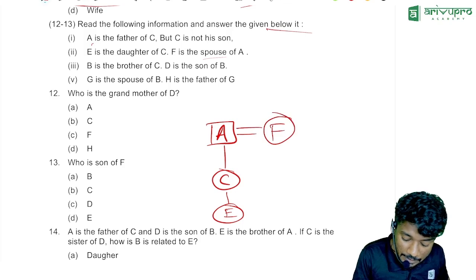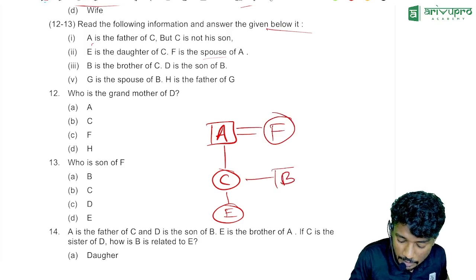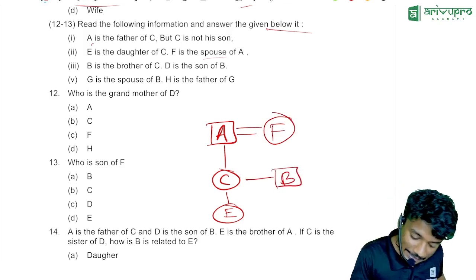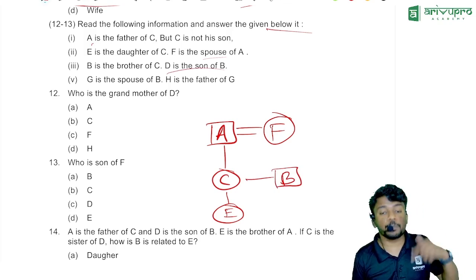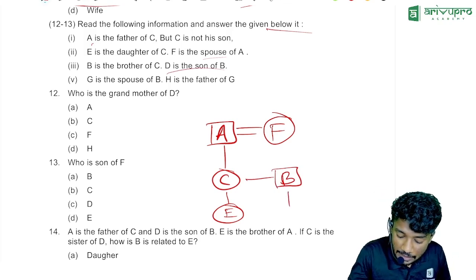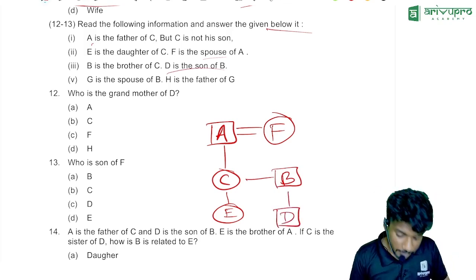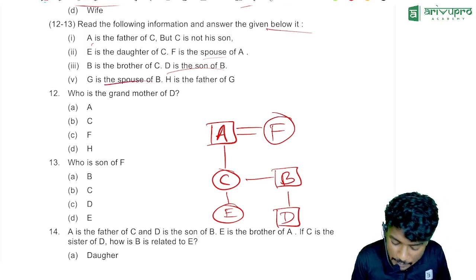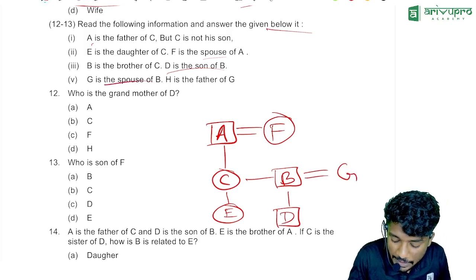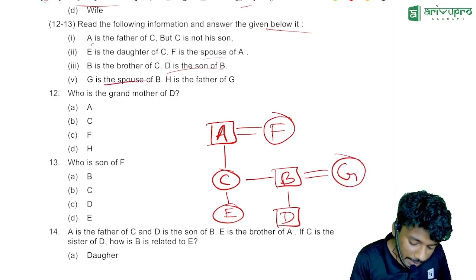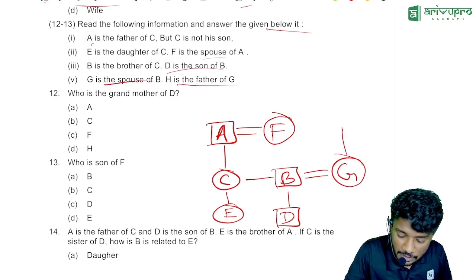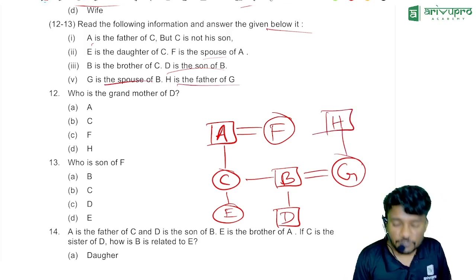Then B is the brother of C. So B is the brother of C. Then D is the son of B. D is the son of B. Then what else is given? G is the spouse of B. That means B is married to G. Then H is the father of G. H is the father of G.